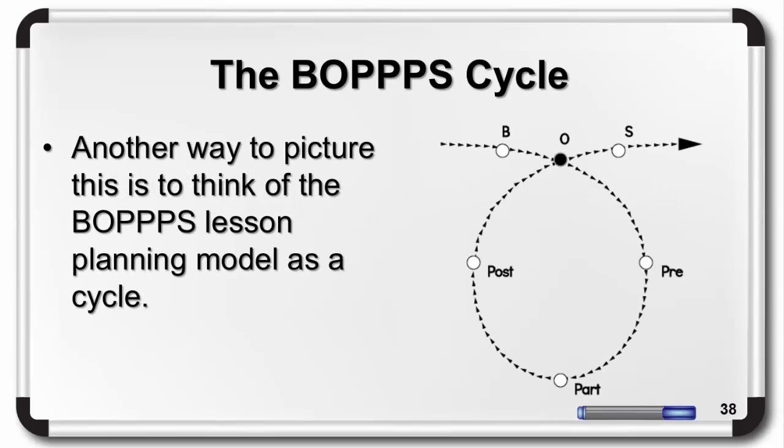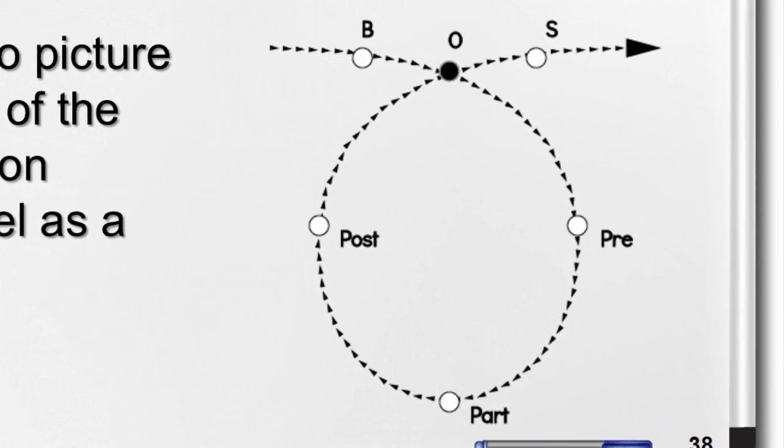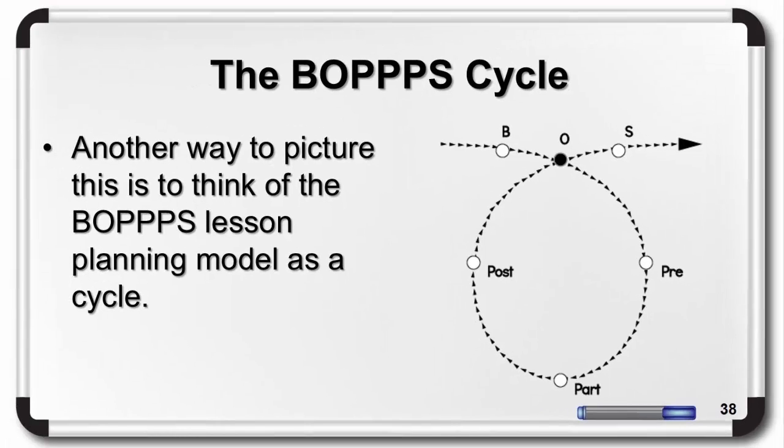Another way to picture BOPS is to think of it as a cycle. This is what one lesson would look like. You bridge your lesson, share your outcome, complete your assessments and activities, and return to your outcome to see if it was met by your learners in post-assessment. If it wasn't, you may need to plan alternative activities and assessments and follow the cycle again until the outcome is met.